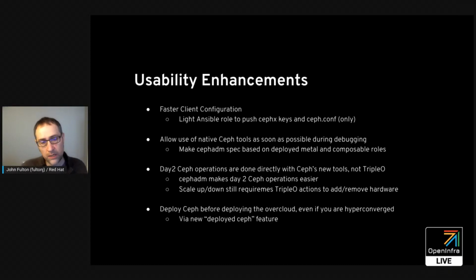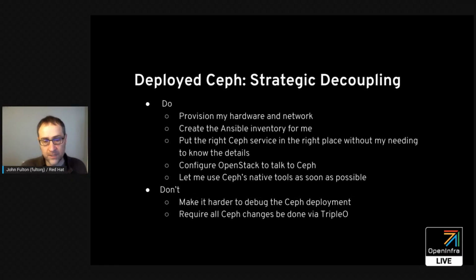And we also have more isolation, so you can actually deploy Ceph before you deploy OpenStack, even if you're using a hyper-converged deployment, meaning even if they co-locate on the same hardware. I call this the deployed Ceph feature. So the idea with deployed Ceph was strategic decoupling, based on user feedback. So there were things we did want to do.